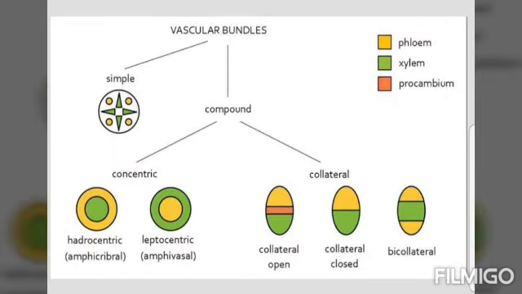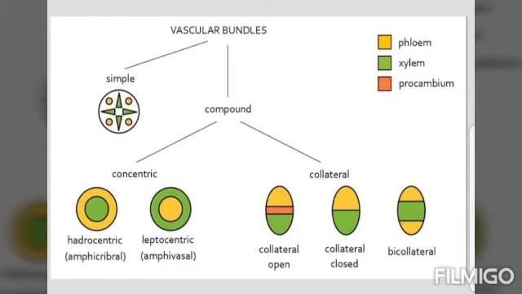In conjoint type of vascular bundle, the xylem and phloem are jointly situated along the same radius of vascular bundles. Such vascular bundles are common in stems and leaves. The conjoint vascular bundles usually have the phloem located only on the outer side of xylem.